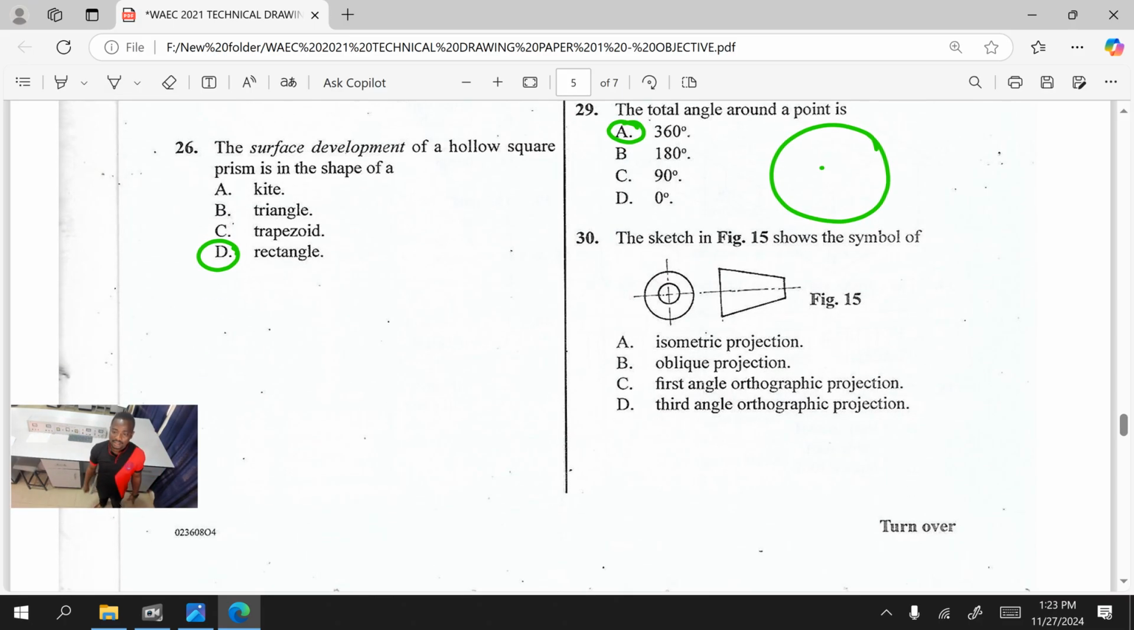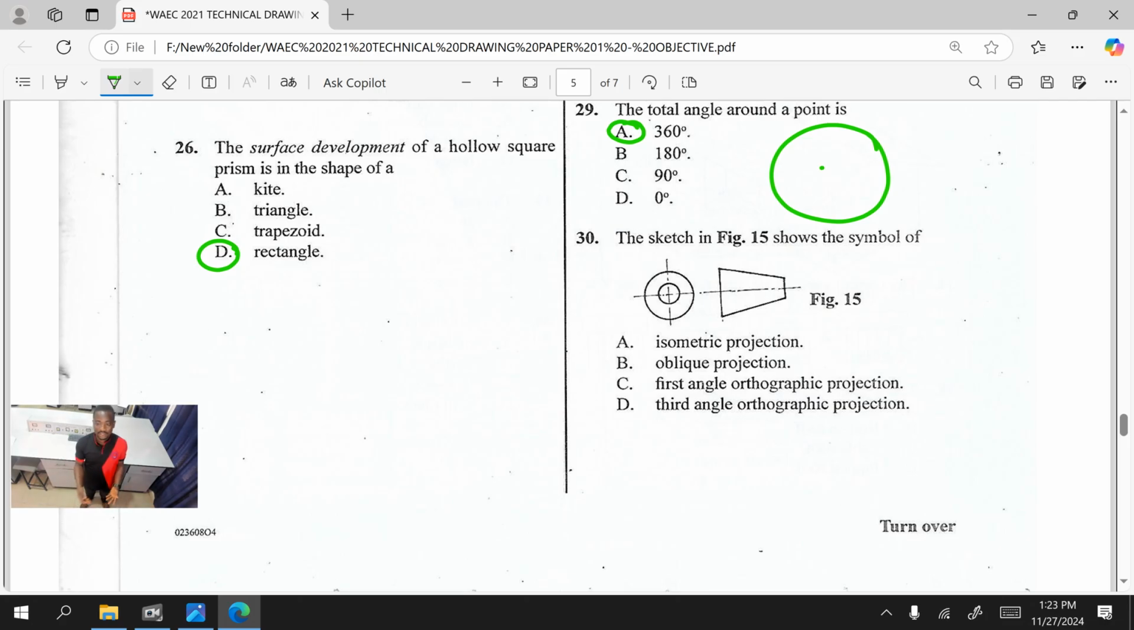Last question for section A. The sketch in figure 15 shows the symbol of dash. The answer here is what? Remember, isometric drawing does not have a symbol to be shown. Oblique drawing does not have a symbol. What has a symbol is orthographic projection. Anytime we draw orthographic projection, we put the symbol to tell if it is first angle we are drawing or second angle we are drawing.